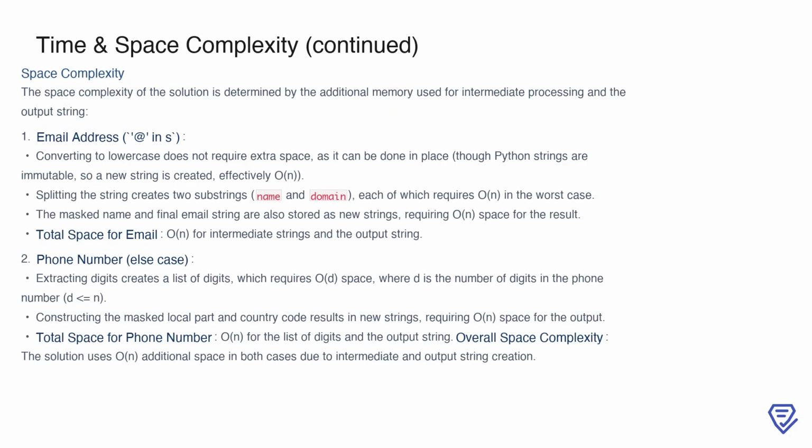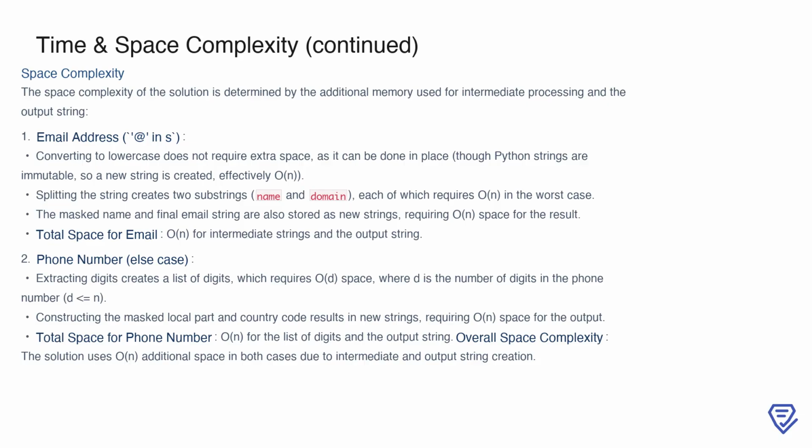Now, let's analyze the space complexity of the solution. For email addresses, converting the input to lowercase technically creates a new string since Python strings are immutable, requiring O(n) space. Splitting the email at the @ symbol results in 2 substrings, each of which can take up to O(n) space in the worst case. Additionally, the masked name and final email string are also new strings, which contribute another O(n) space. Overall, the space complexity for email addresses is O(n), dominated by the intermediate and final string storage.